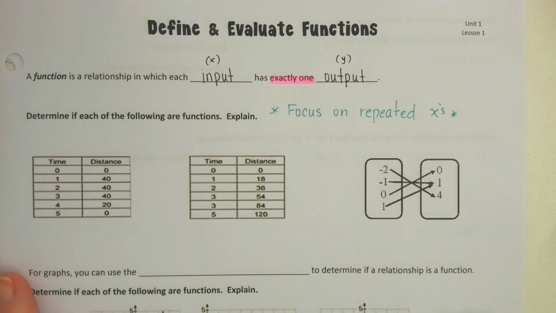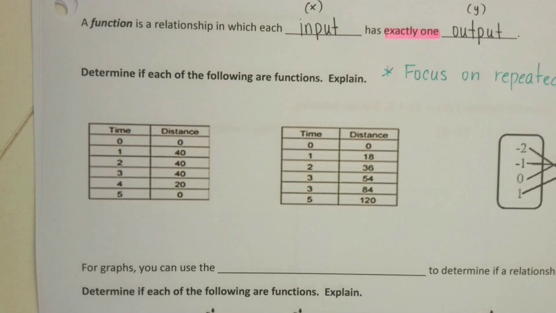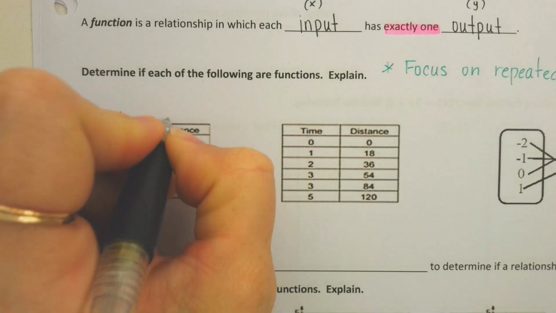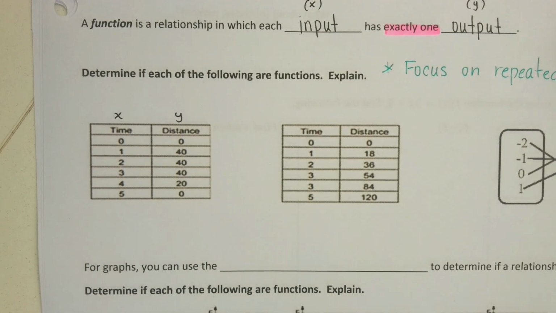Okay, so I'm going to look at the first one. We've got time compared to distance. On the left-hand side is always going to be your X's. They're not going to switch it up. X is always on the left. Y is always on the right. I usually do the first type of a problem just for you so you can look at it.